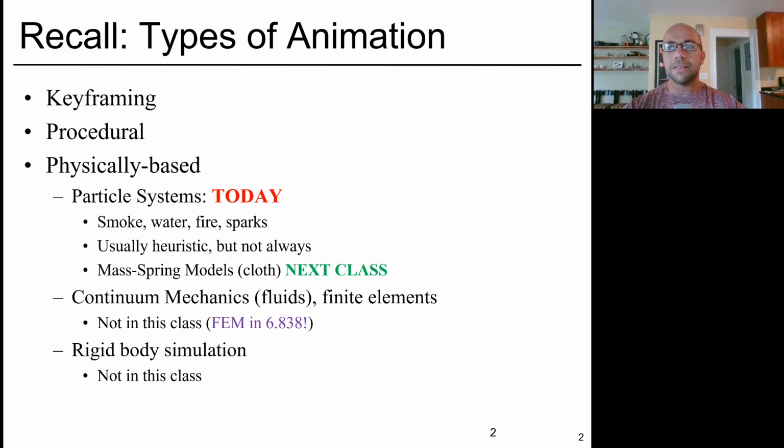Another really key tool for physical simulation and physically based animation is rigid body simulation, like simulating billiards and things bouncing off of each other and so on. This class won't get too close to that kind of motion, although it's particularly important for video games and that style of content.